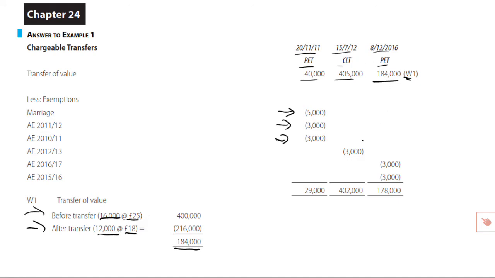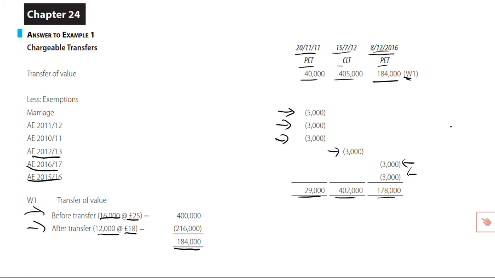On to July 12 CLT, then July 12, we're into 12-13. So we got the annual exemption for 12-13. We jump a few years to December 16 for the PET. Annual exemption for that year, 16-17. There it is. Hadn't used the 15-16, so we apply that as well. So we've now got our chargeable transfer figures.